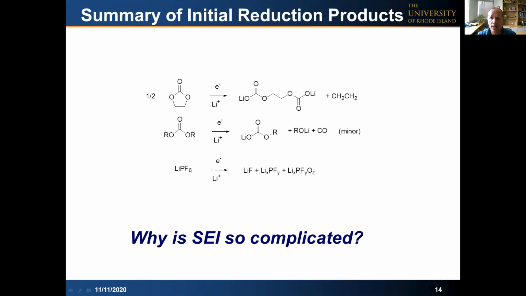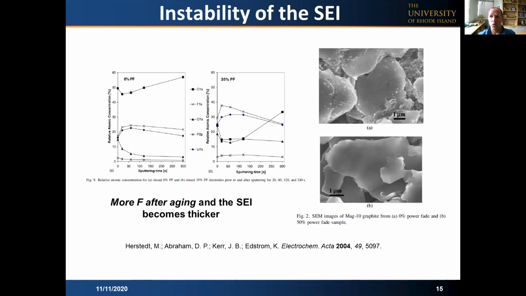So this brings up the question: why is the SEI so complicated? If we go back and do the simple reduction reactions of the fundamental components of the SEI, we get a relatively non-complicated mixture of species. When we build binder-free graphite batteries and we cycle them, we see the same species on the surface during the initial formation cycle. So this brings up what happens when the batteries are aged over time, when we have significantly more cycling.